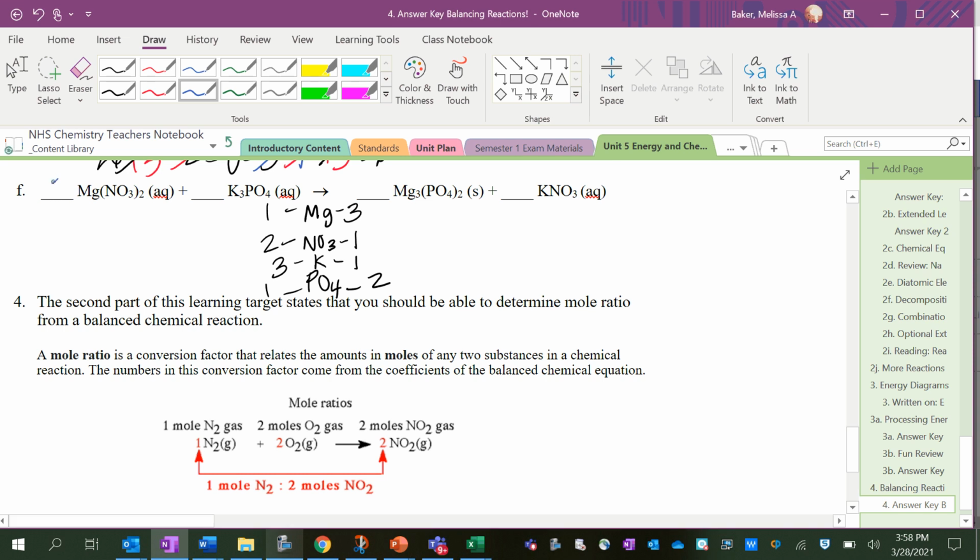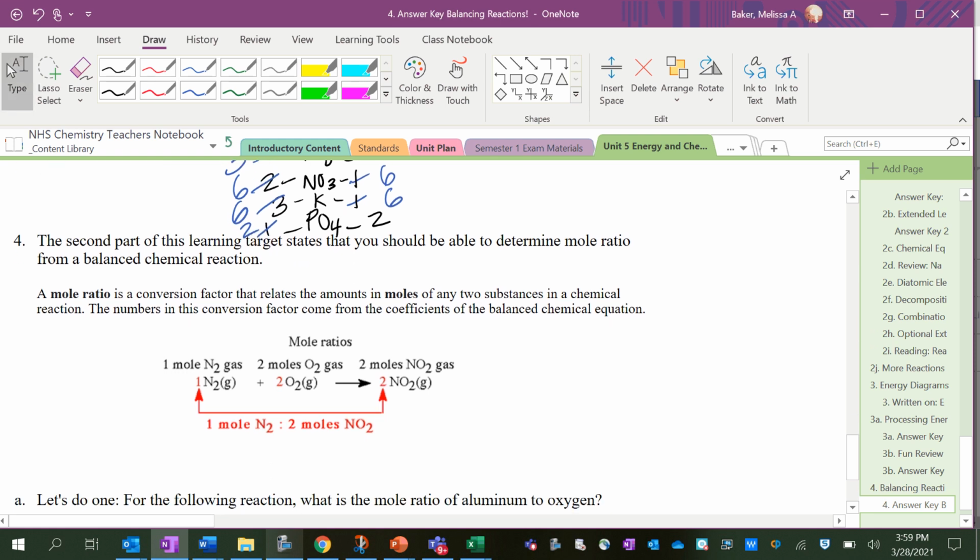All right, we need to put a 3 out front of the Mg, which makes it be 6 NO3s. So we're going to need a 6 in front of the NO3 here, which also made it be 6 Ks. And so we need a 2 in front of the K3 to make that 6, which changes our PO4s to 2, which is good because there are 2 on the right. So now everything is balanced.